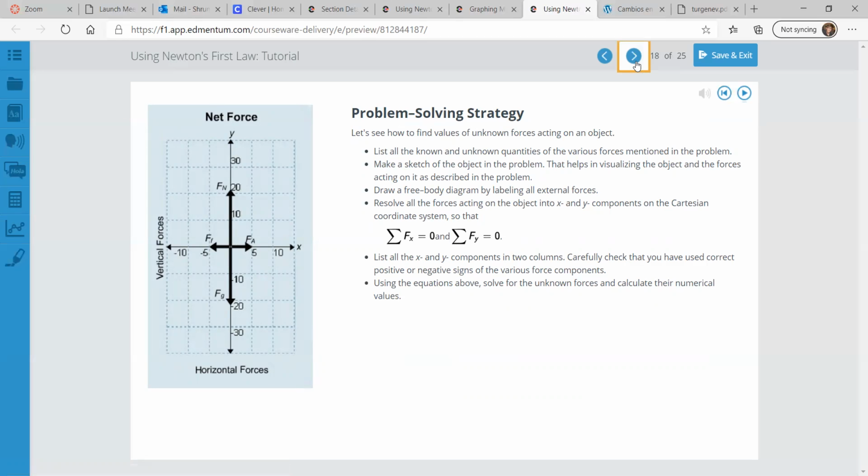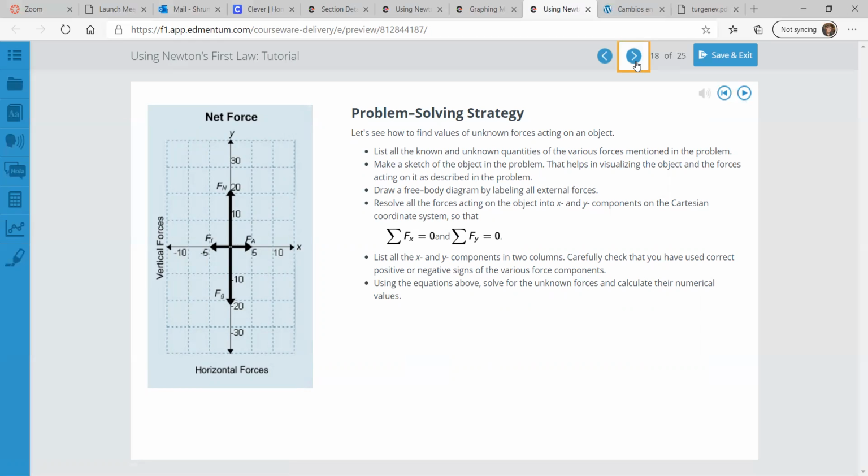So here's the problem-solving strategy. First, you list all of the known and unknown quantities of various forces mentioned in the problem. I would suggest drawing it out. If you're a visual learner, that's a good thing to do. You want to see the object and the forces acting on it. There's a way to do this, and it's called a free body diagram. A free body is any object with forces acting upon it.